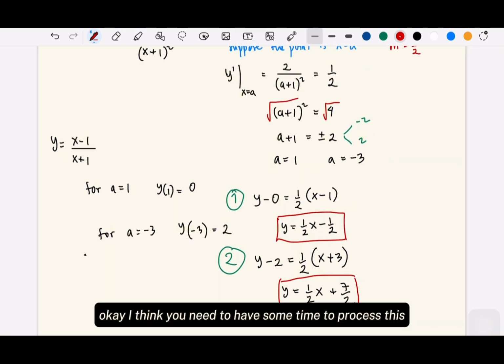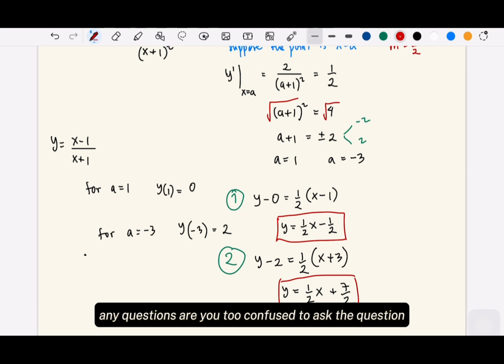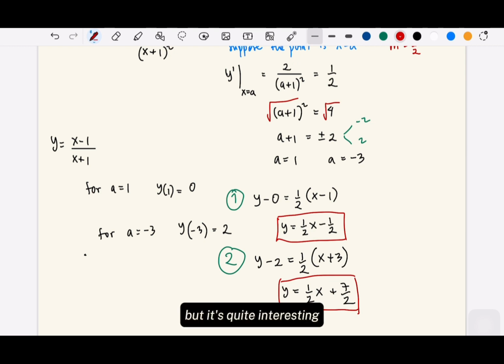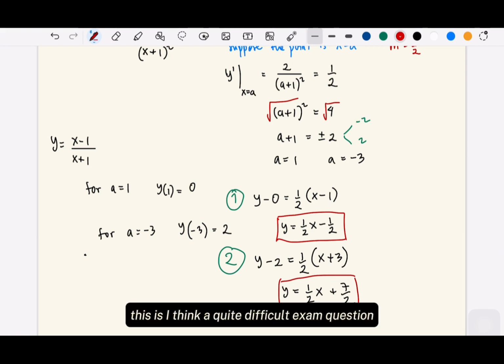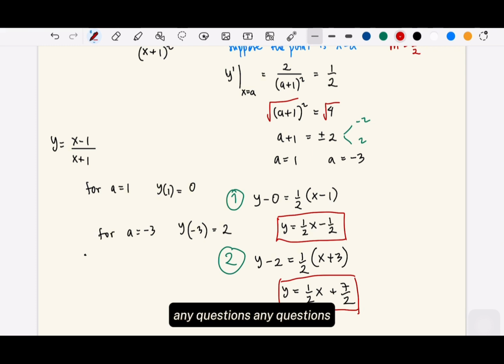Okay, I think you need to have some time to process this. Okay, any questions? Or are you too confused to ask the question? But it's quite interesting. This is, I think, a quite typical exam question. Any questions? Any questions?